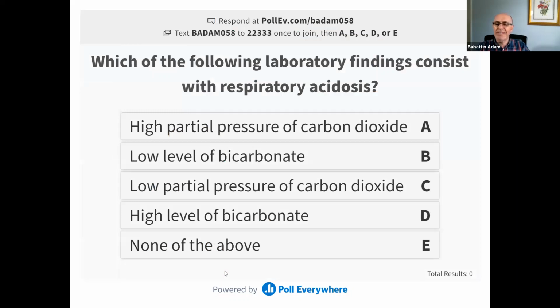Okay, now again your turn. Which of the following is consistent with respiratory acidosis? Okay, metabolic acidosis, respiratory acidosis. We need to differentiate these two from each other. Okay, now go ahead and send your responses.